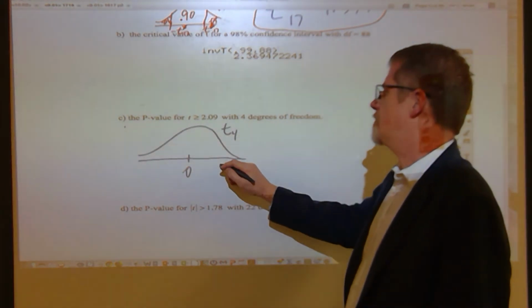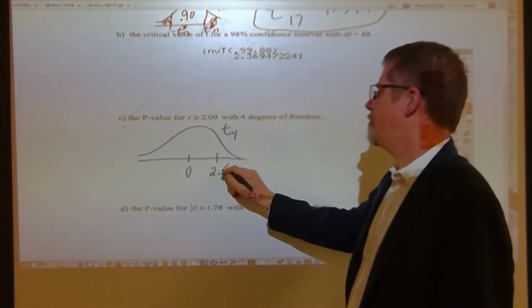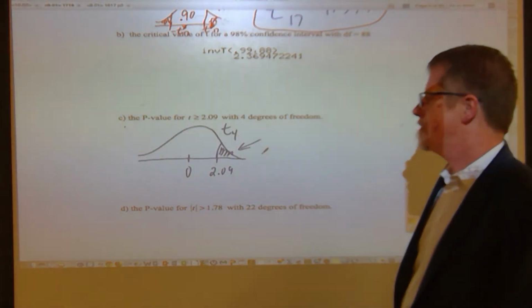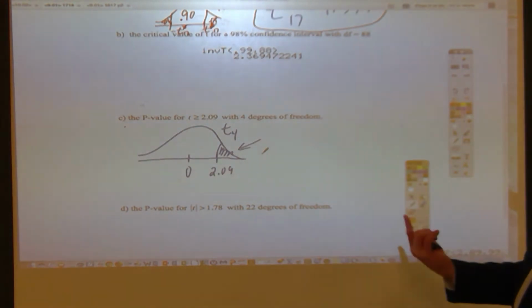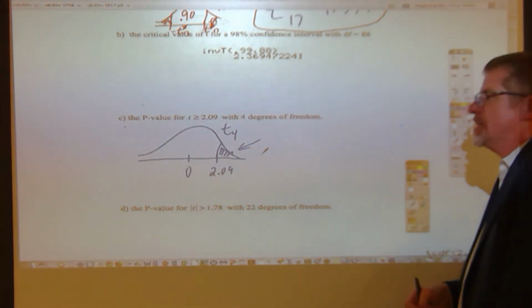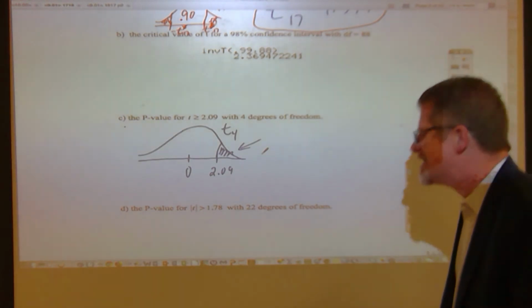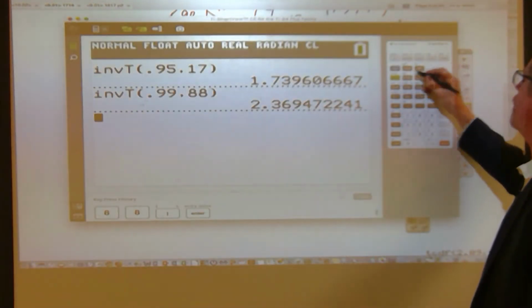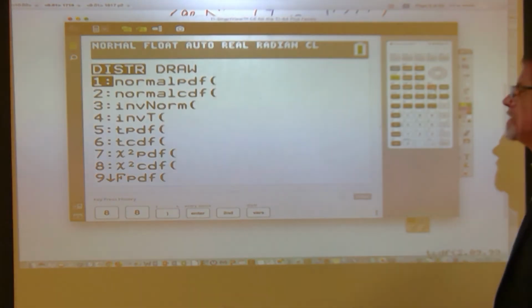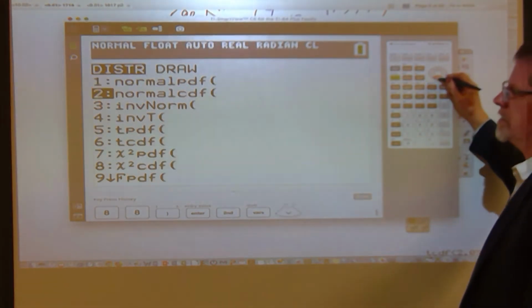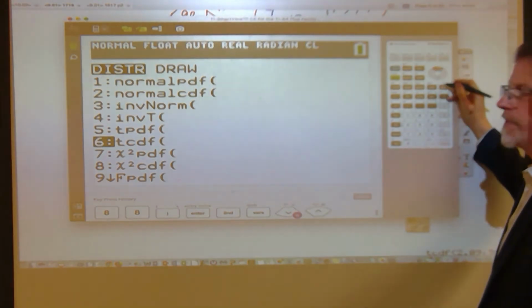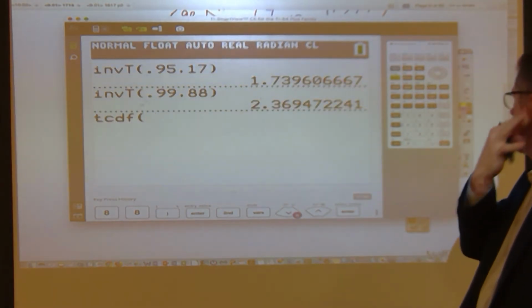Okay, t is greater than 2.09. So here's 2.09. The p-value would be the area under that curve. But it's not a normal model, it's a t model. So instead of normal CDF, we're going to use t-CDF. I don't even know if you knew there was a t-CDF, but you'll find it on your calculator. Go to t is for means. See if I can find a t-CDF. Oh, found it. It's item 6. t-CDF on the home screen.